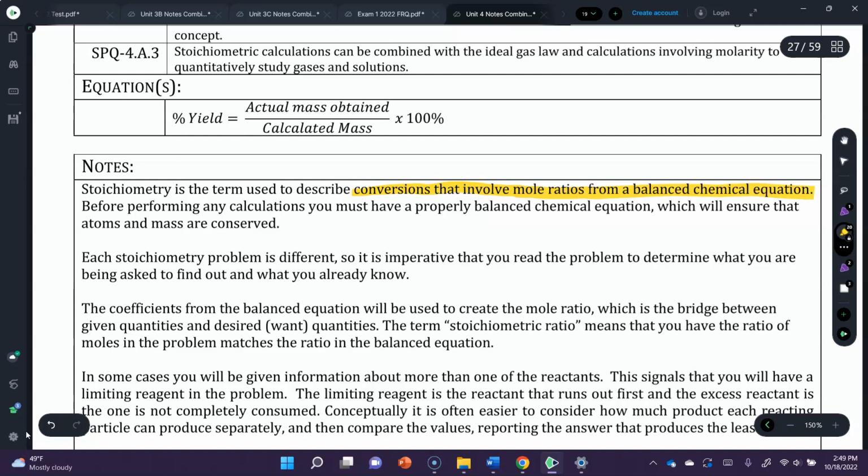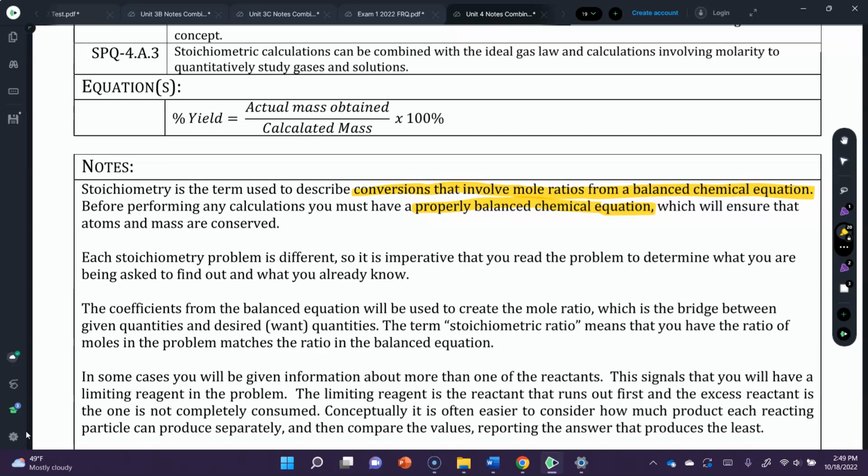Okay, so stoichiometry is a term used to describe the conversions that involve mole ratios from balanced chemical equations. Before performing any calculation, you must have a properly balanced chemical equation, which will ensure that atoms and mass are conserved. Each stoichiometry problem is different, so it is imperative that you read the problem to determine what you are being asked to find out and what you already know.